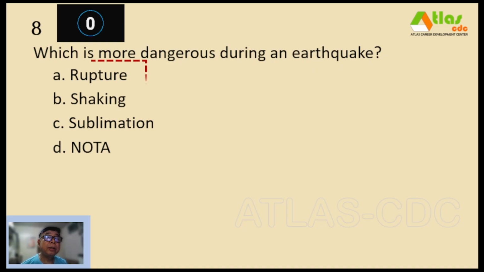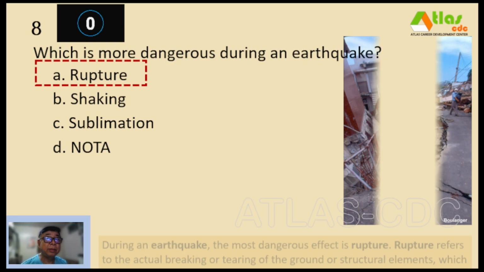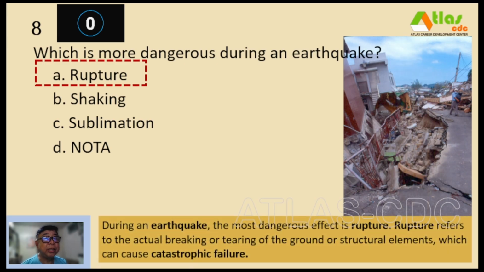And our correct answer is letter A, rupture. So during an earthquake, the most dangerous effect is rupture. Rupture refers to the actual breaking or tearing of the ground or structural elements, which can cause catastrophic failure.